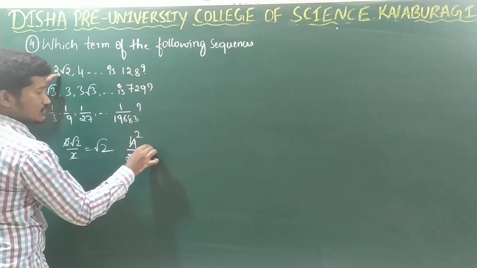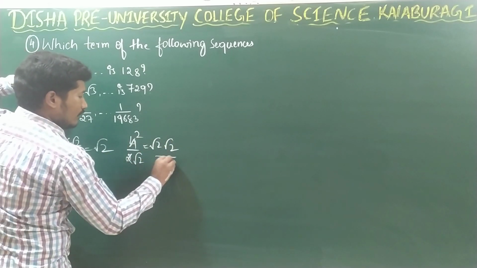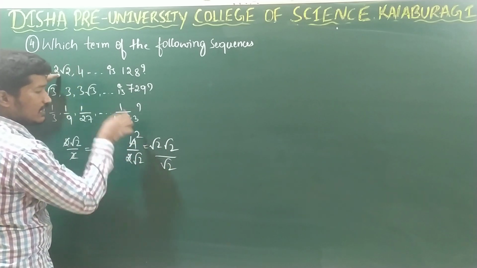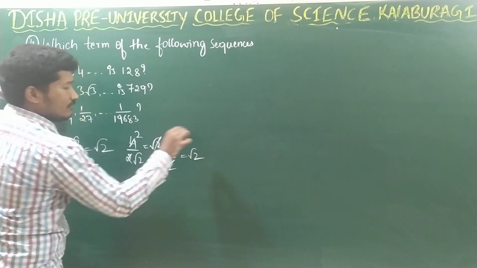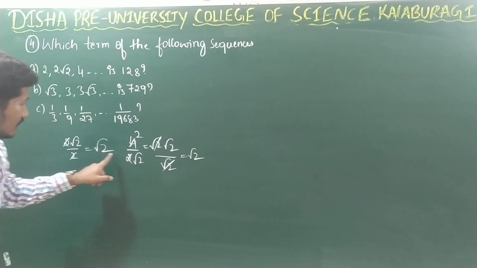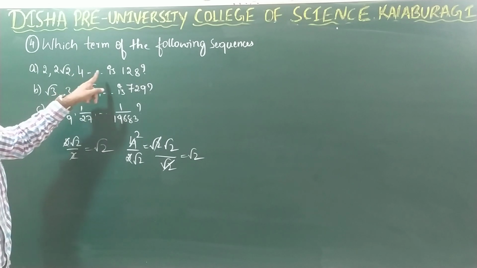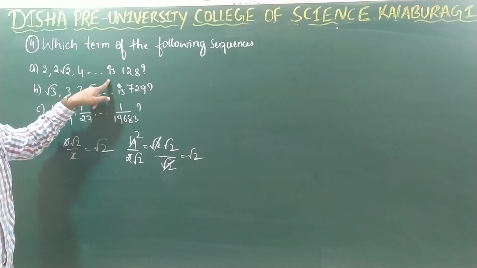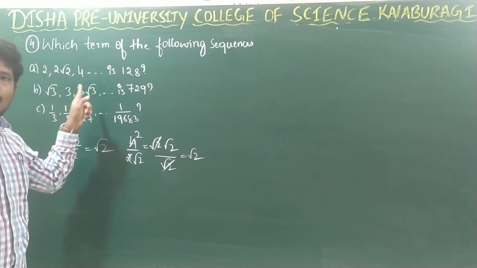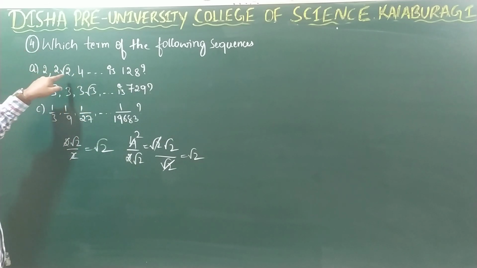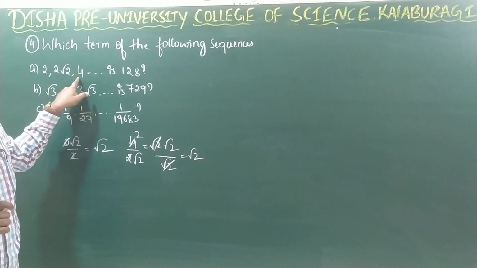Now this 2 can be written as root 2 into root 2, whole divided by root 2. Root 2 into root 2 is again what? It is 2. So the root 2 cancels, and your answer will be again root 2. So see here, you are getting the ratio as same. Whatever terms you take and take their ratio, you will get the same thing. So it has a common ratio. So obviously the given sequence is a geometric progression.